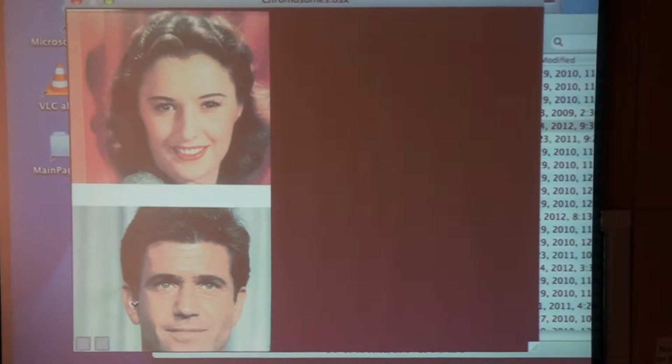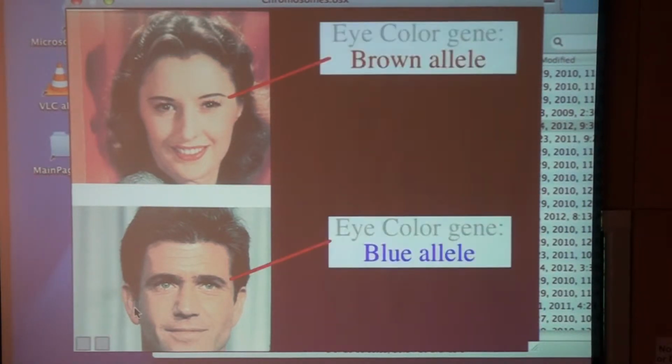Well, it turns out there can be more than one version of the same gene, and the term for that is allele. So these people have different alleles of the eye color gene. Still the same gene. They use the word gene to define something that controls a trait, and certainly this gene is controlling their eye color, but within that gene for eye color, you have different subcategories. You have the brown allele and the blue allele.